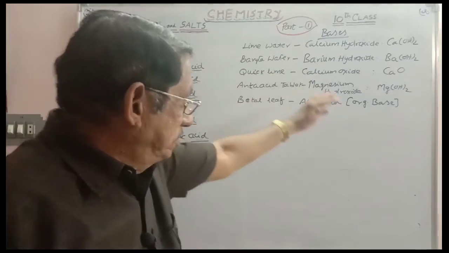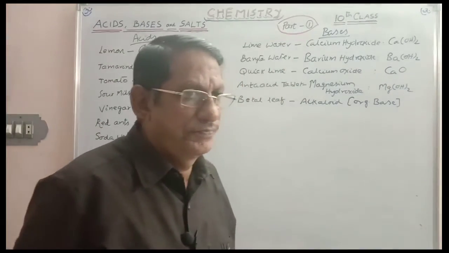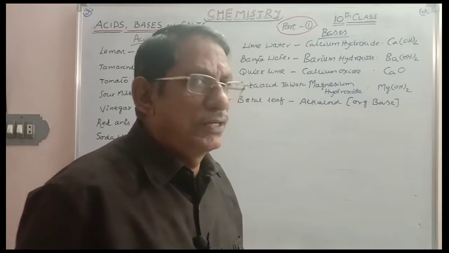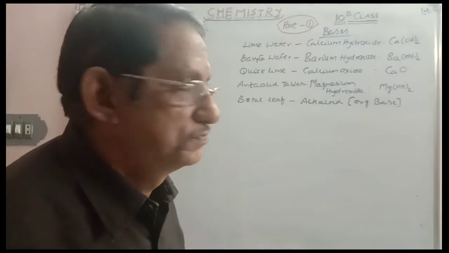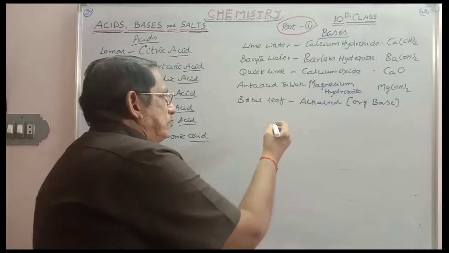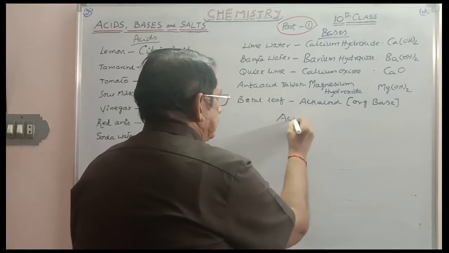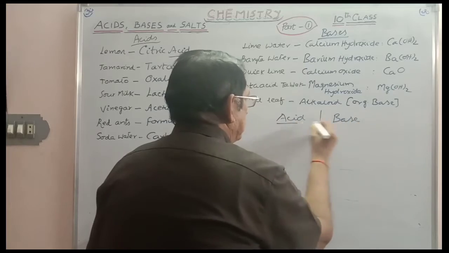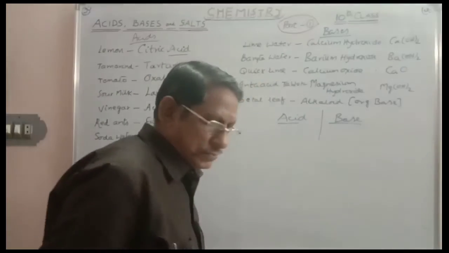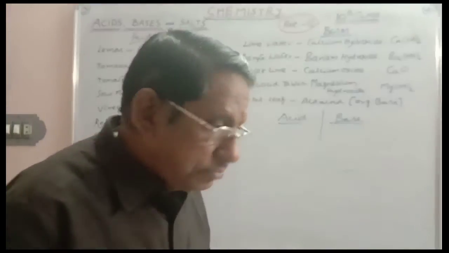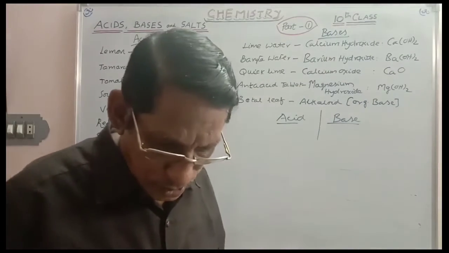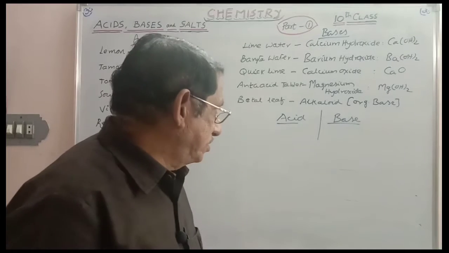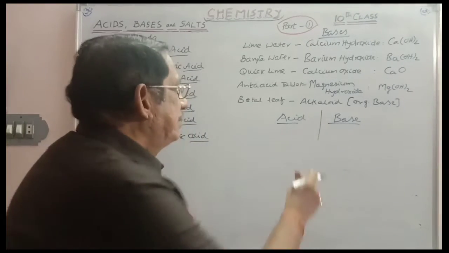You come across all these substances in daily life. Apart from these, also, knowingly or unknowingly, we are using acids and bases. So, if you want to know acid and base, when a solution is given to you, whether it is acid or base, you have to use some substance. That substance is nothing but an indicator.